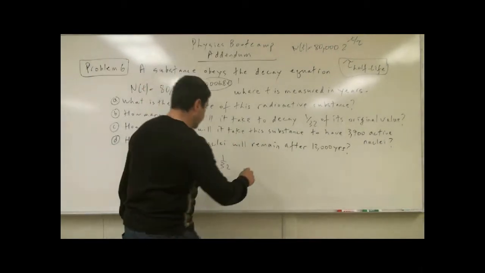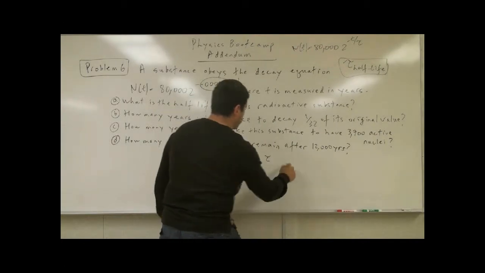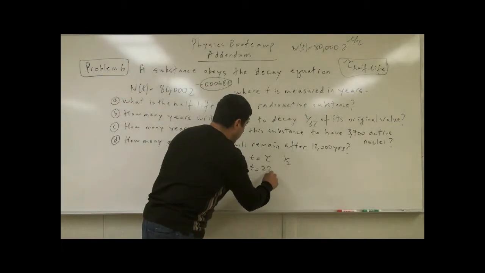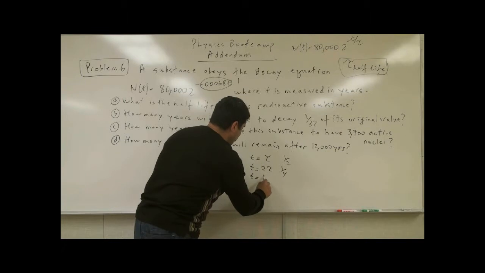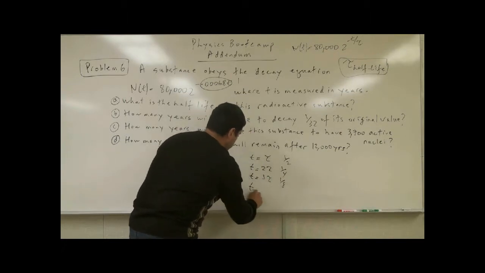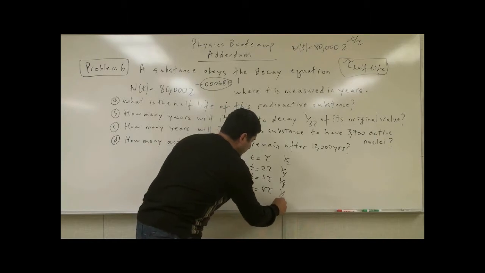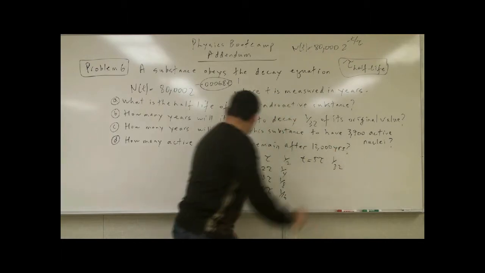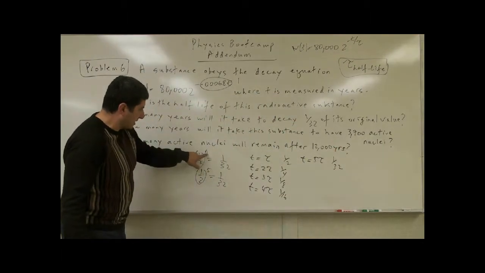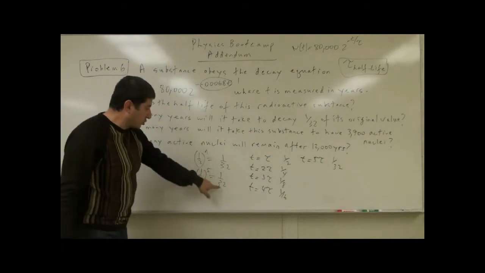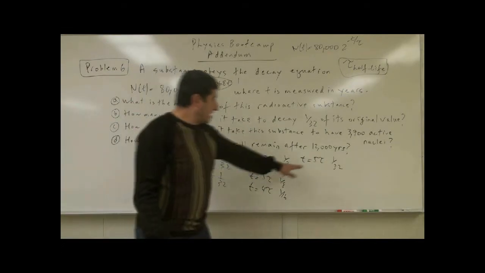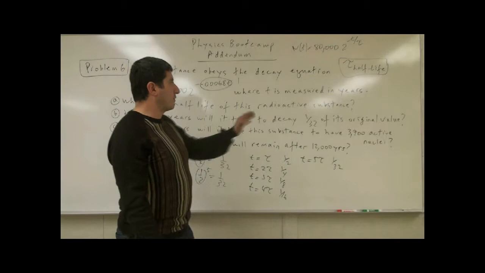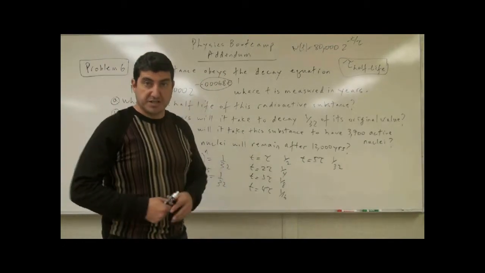Well, after 1 half-life, when t is equal to tau, 1/2 of the original value will remain, right? When t is equal to 2 tau, 1/4. When t is equal to 3 tau, 1/8. When t is equal to 4 tau, 1/16. When t is equal to 5 tau, 1/32. So therefore the power of 2 that you need to get to 32 is equal to 5. That's 5 half-lives. So 5 half-lives have to elapse in order for 1/32 of the substance to remain.